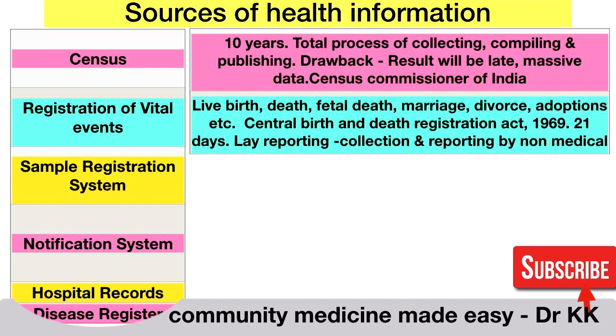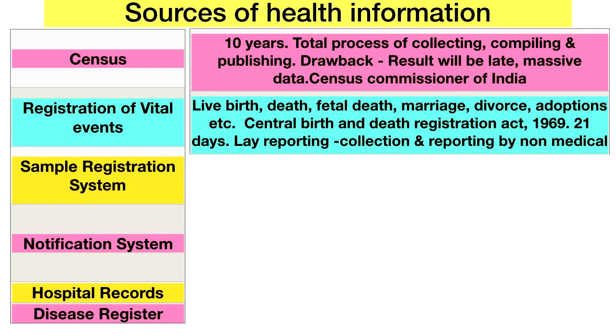Next is the registration of vital events. It's a very good source of data. We all know that births and deaths should be registered. Similarly, there are other events like fetal death, marriage, divorce, adoptions, everything should actually be registered in the Registry of Vital Events. According to the Central Birth and Death Registration Act, recent amendment, both birth and death should be registered within a period of 21 days.